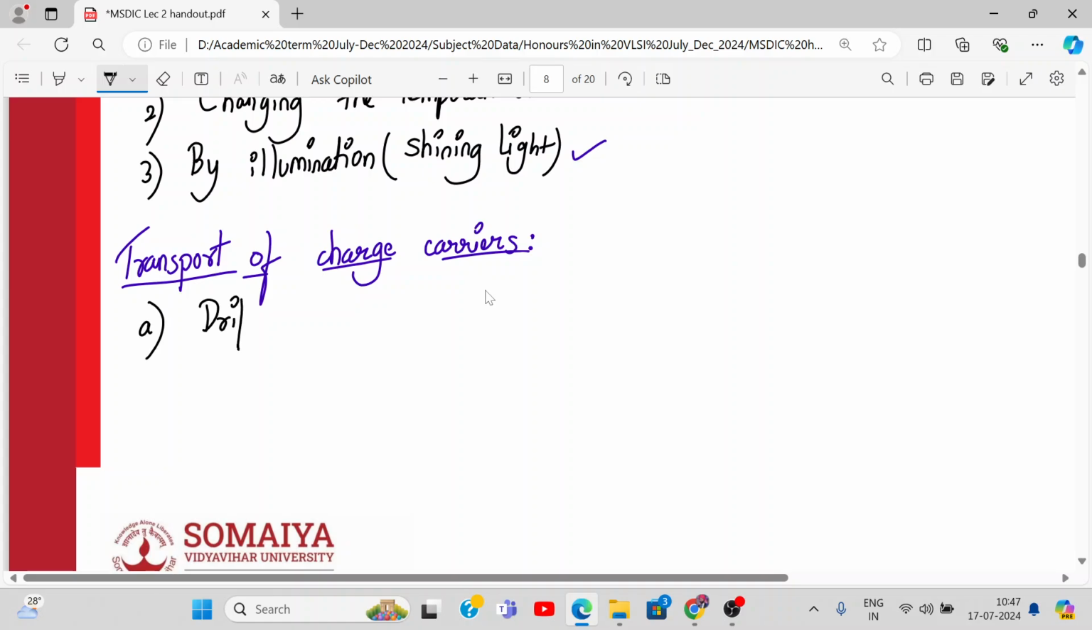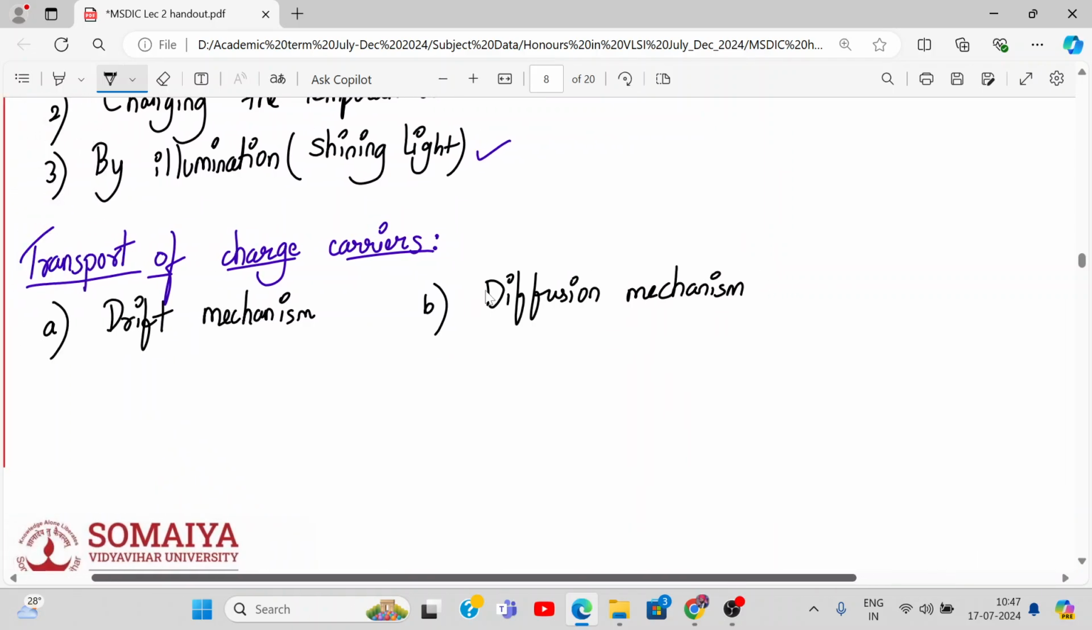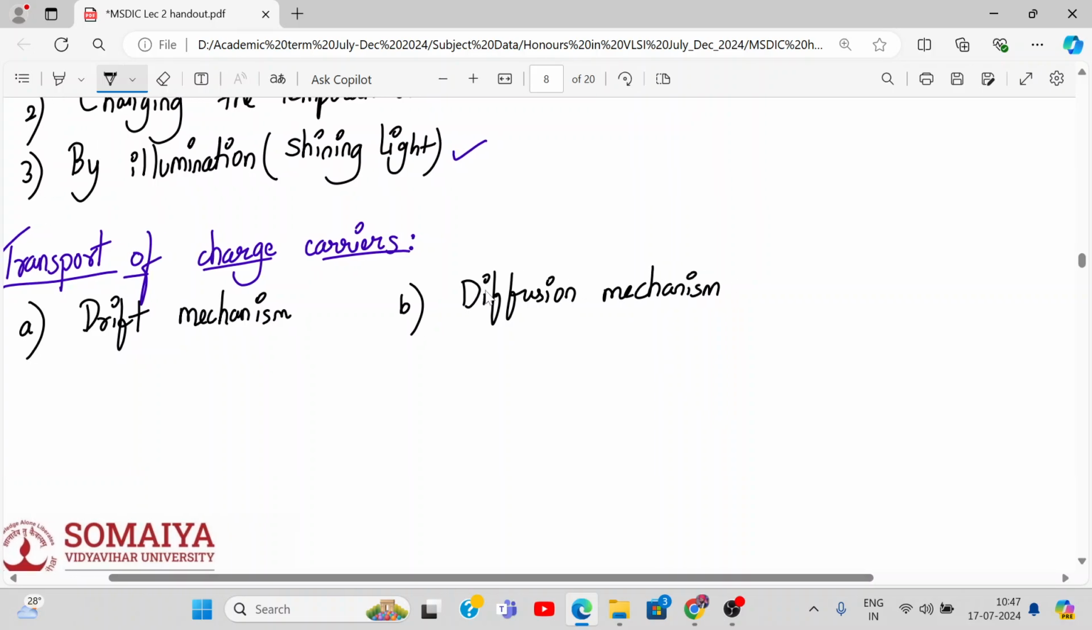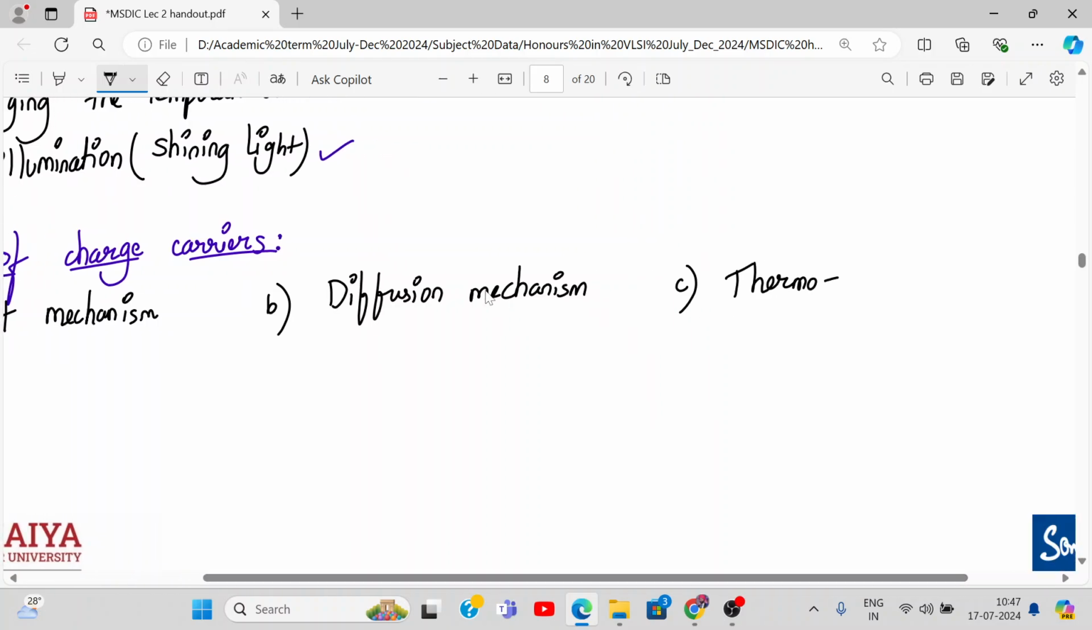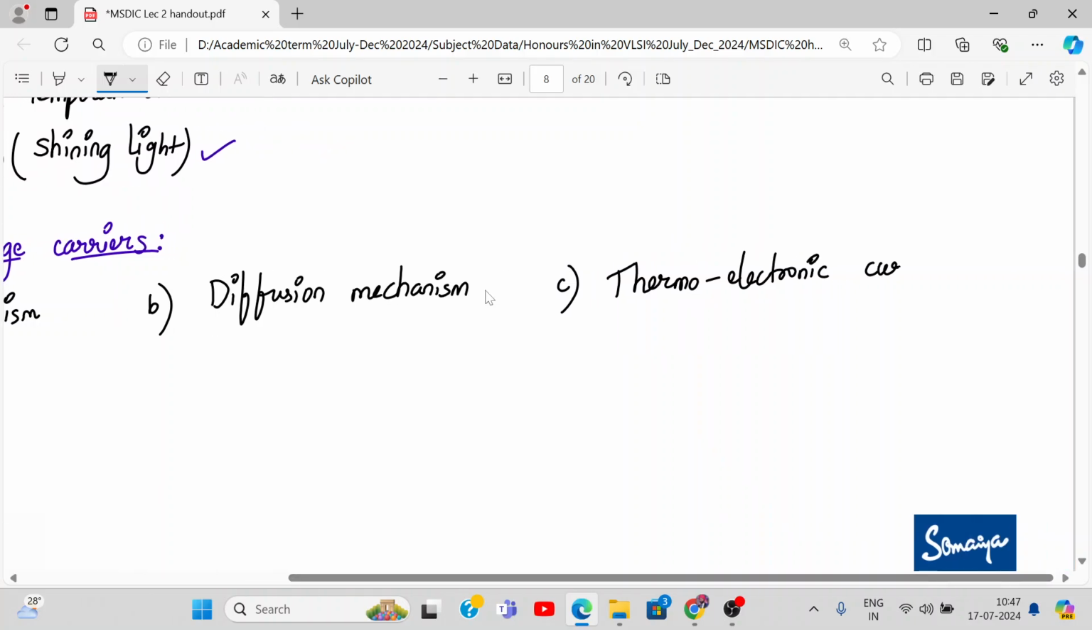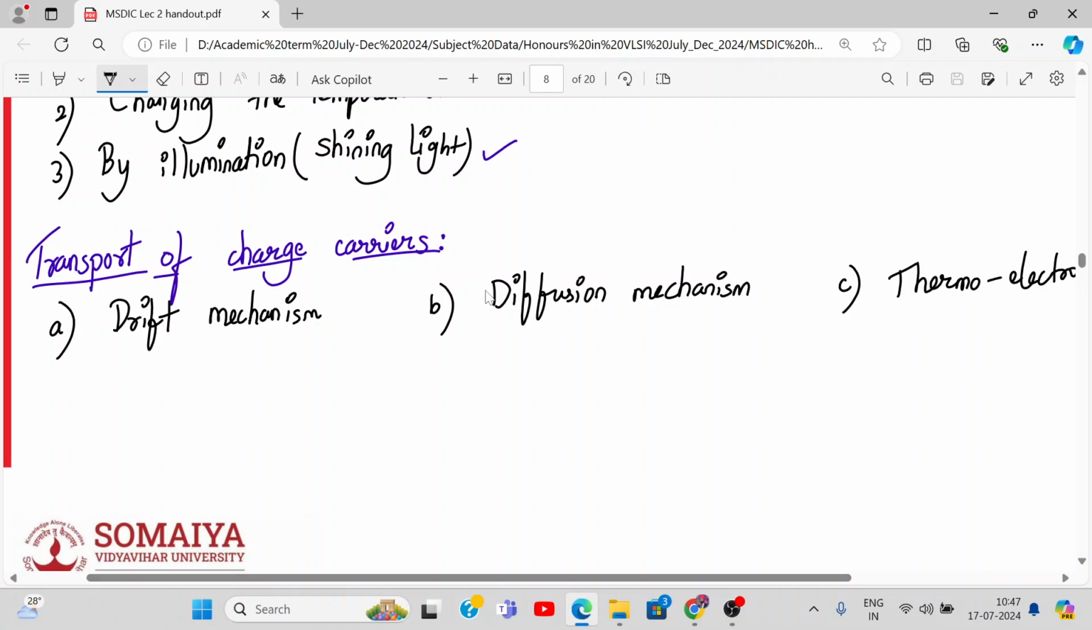Drift mechanism, please write them down. Very, very important to understand these things. Drift mechanism. Next is diffusion. How do the carriers travel in a semiconductor medium? First is drift mechanism, second is diffusion mechanism, and the third is thermoelectric current. Okay, have you written?